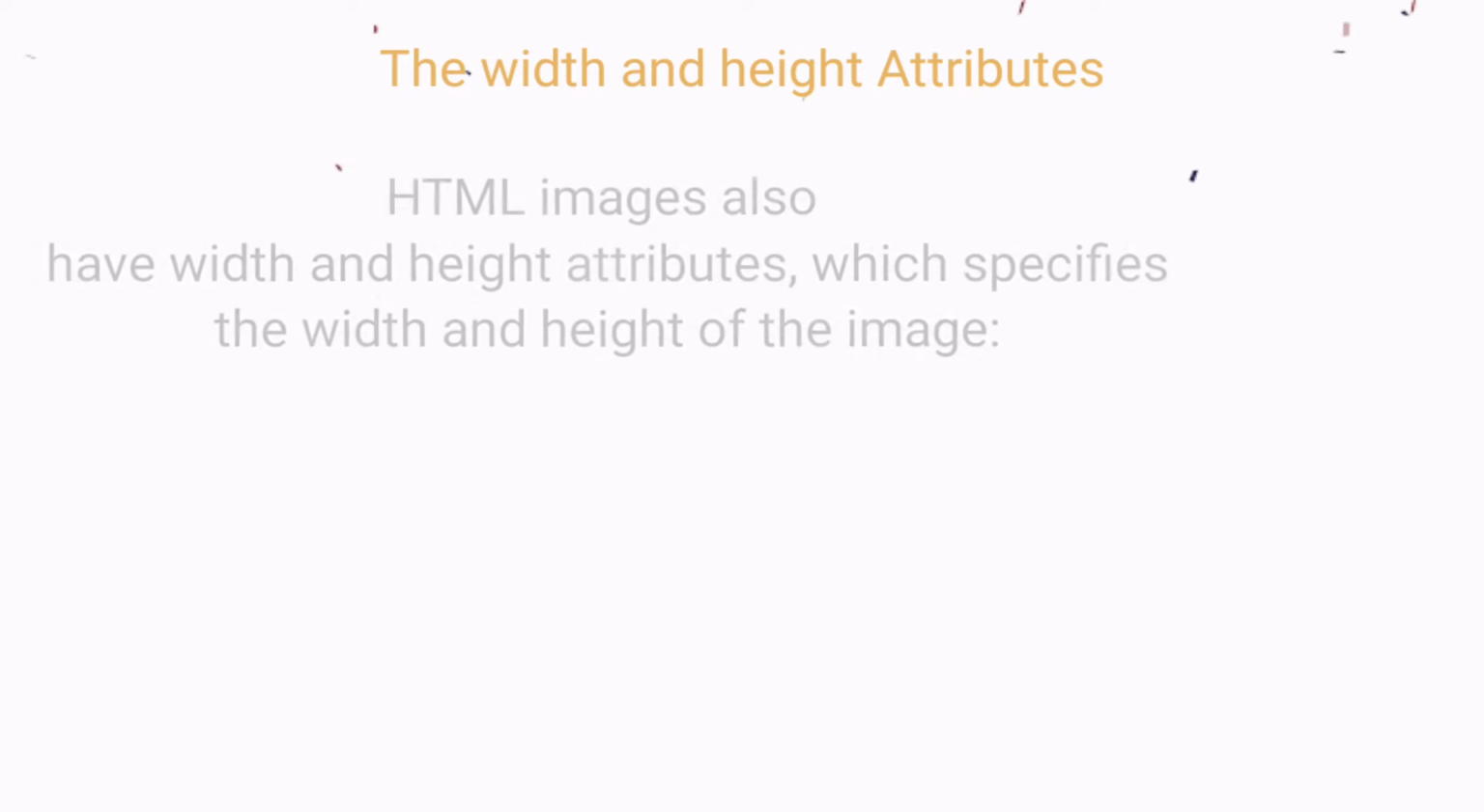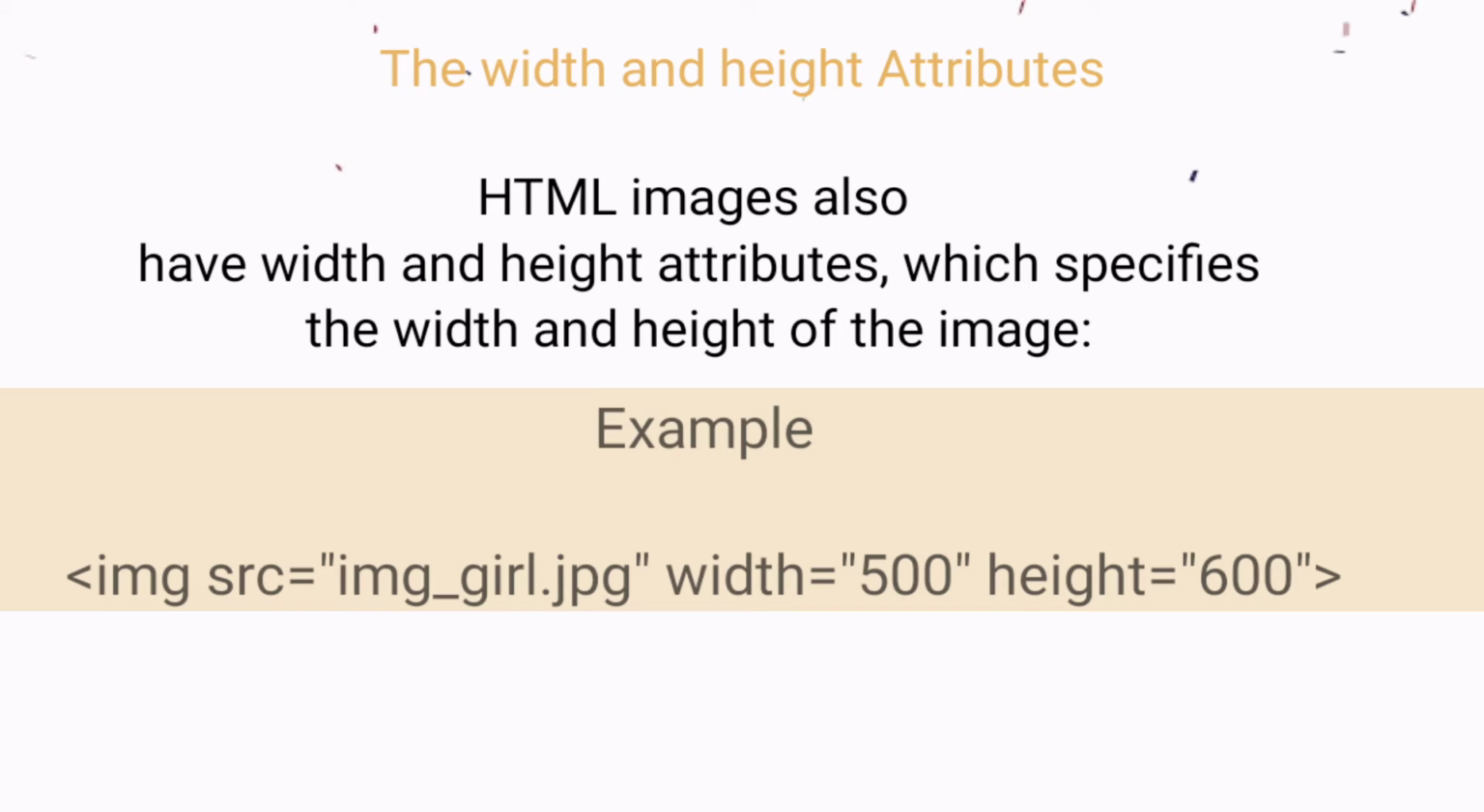The width and height attributes. HTML images also have width and height attributes, which specify the width and height of an image. Width and height are specified in pixels by default.